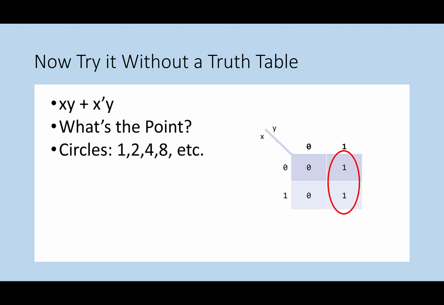Well, what's the point of that? What does that do for us? Well, take a look at this particular circle here, and look at only the ones in the circle. And again, we're only circling ones. We're not circling zeros. We're circling all the ones here.